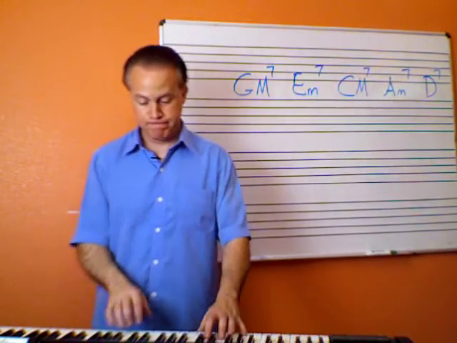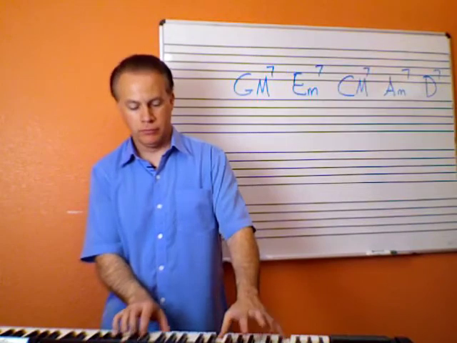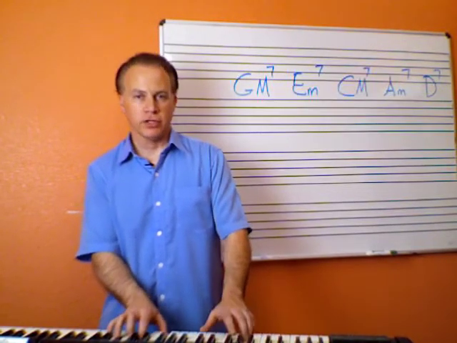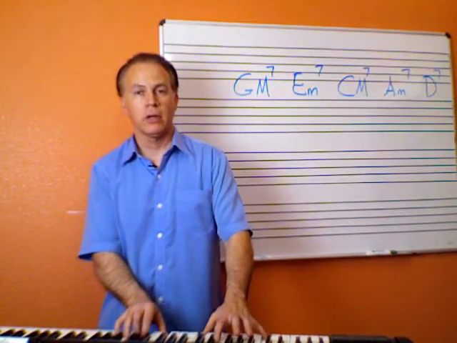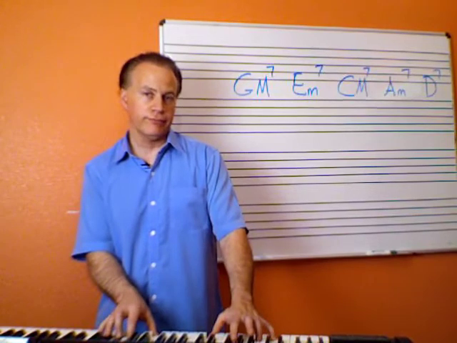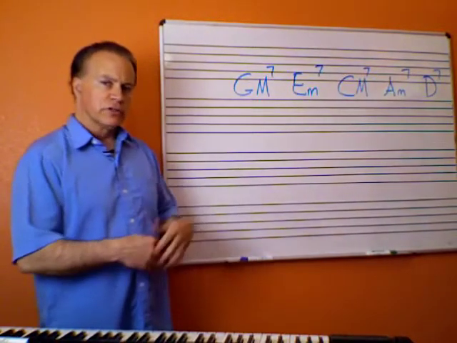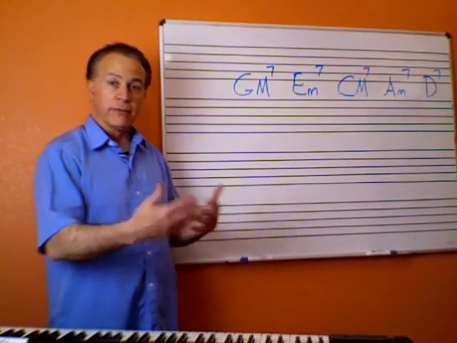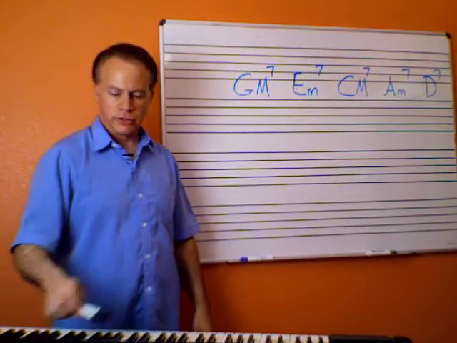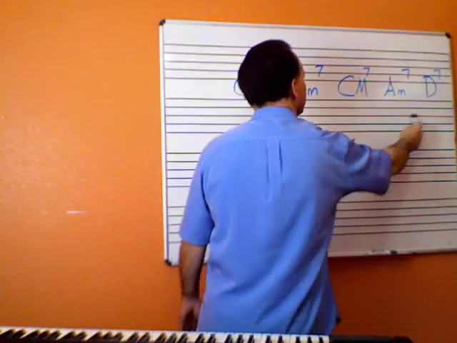Let's see what we've got. G major, E minor, C major, A minor, D7. Okay. Can you figure out what key we're in? Well, we've got a lot of different chords. Maybe we're in C. Maybe we're in E minor. We could be in a lot of things. Remember, the first thing you're looking for is a dominant chord or a 2-5 or a 2-5-1. Well, here's that dominant chord at the end, and right next to it is a 2-5.